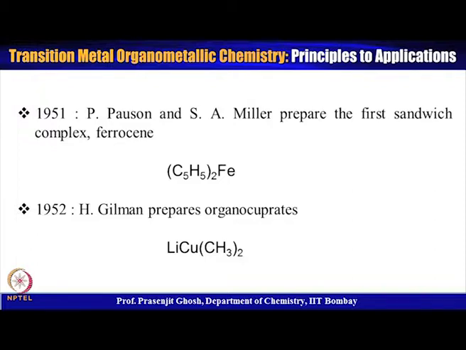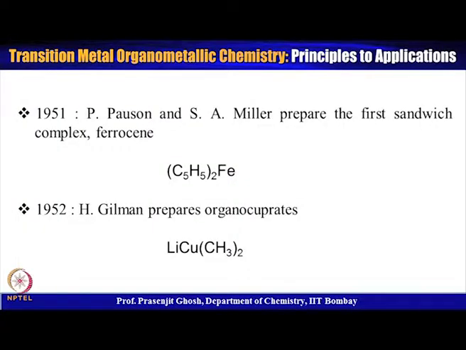In 1951, P. Pauson and S. A. Miller prepared the first sandwich complex in the form of ferrocene, which is dicyclopentadienyl iron. Prior to that, it was extremely difficult to believe how two cyclopentadienyl ligands could attach to a metal center. Ferrocene is a very stable molecule where we have two cyclopentadienyl ligands attached to a metal center, and the overall stability of this complex arises from the 18 valence electrons of this metal center, which leads to a very stable form of this compound.